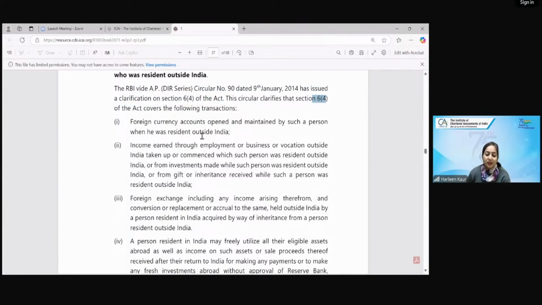It says foreign currency accounts opened and maintained by such a person when he was a resident outside India. So Mr. A, an Indian, has opened a bank account in the USA. He was working in the USA. He opened the bank account when he was a PROI. He can still keep this bank account open because it is a capital account transaction. Circular number 90 dated 9 January tells you that the following are capital account transactions.